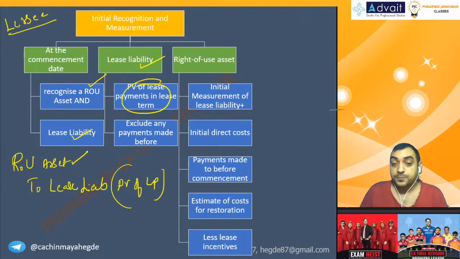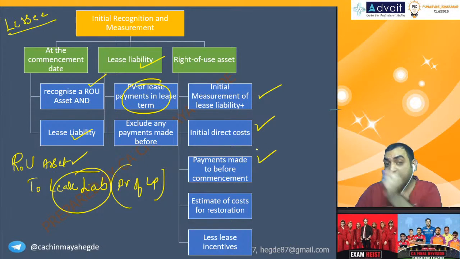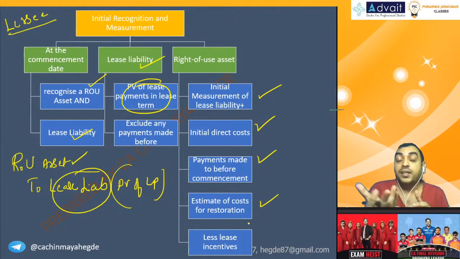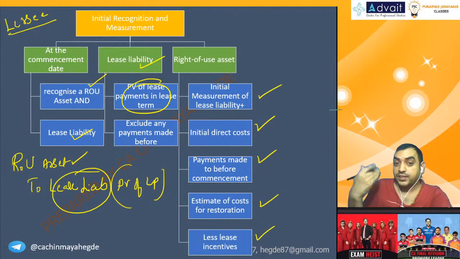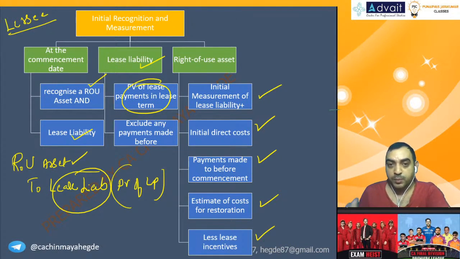How do you get ROU asset? Whatever the lease liability portion, this will come, plus any direct cost incurred, payment made before commencement that is not part of lease liability. Estimated cost of restoration, cost of dismantling, as per Ind AS 16, Ind AS 37, is also added, and any lease incentive received before the commencement is subtracted. If it is part of lease payment, anyway subtracted, but lease incentive which is not part of lease liability, meaning received before commencement, that is also subtracted. So this is a basic journal entry.